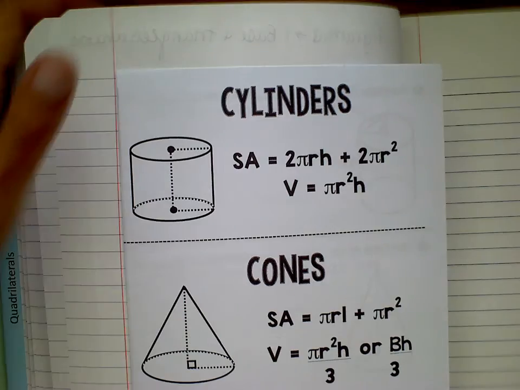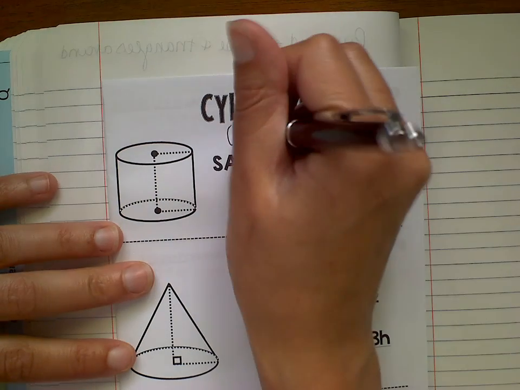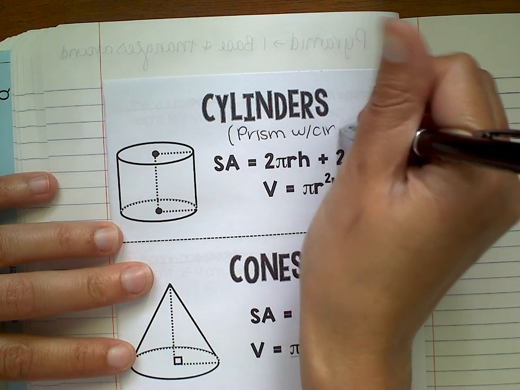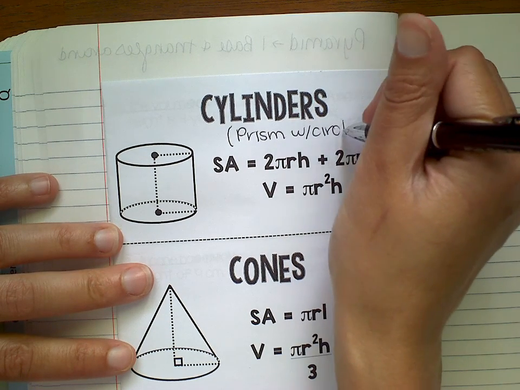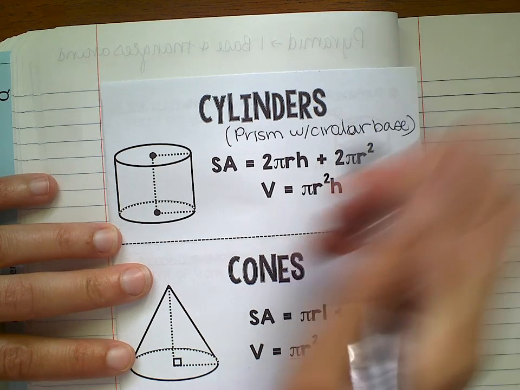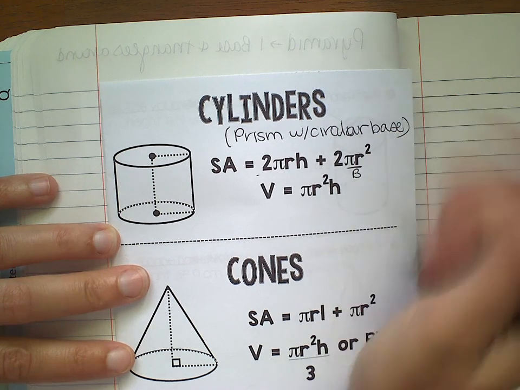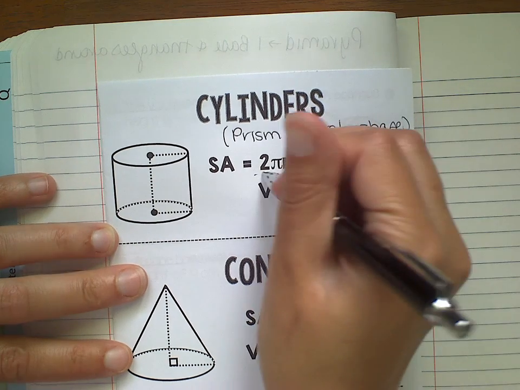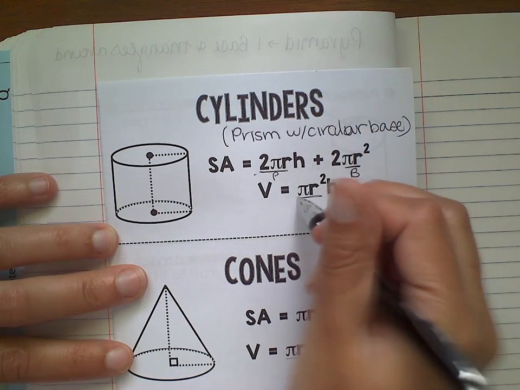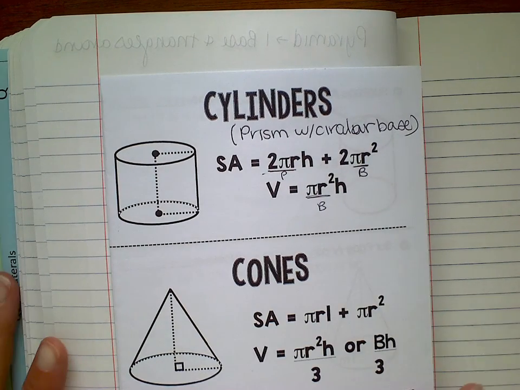Okay, so the last three-dimensional shape we have. Now, a cylinder is really just a low-key prism with circular bases. Because really what I'm doing here is 2 times the area of the base, and then plus perimeter of a circle, which is really circumference, times height. Here's area of the base times height. So it's really just a prism with circular bases.